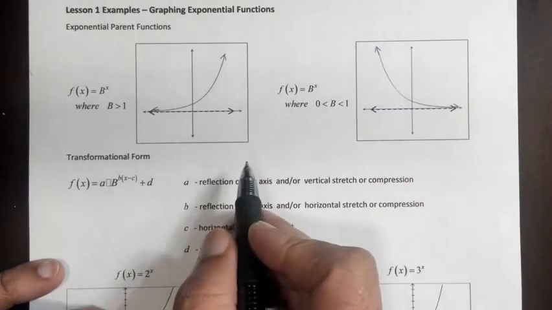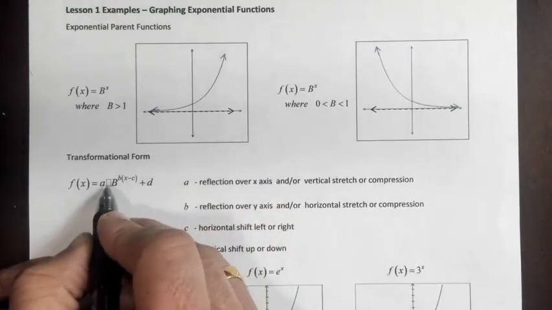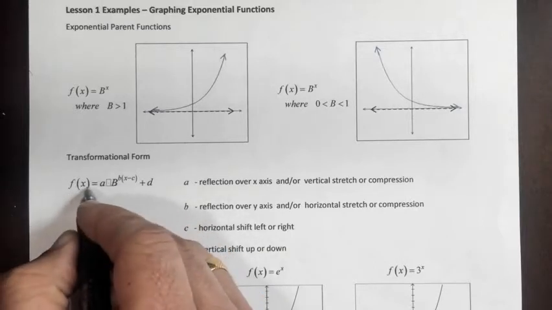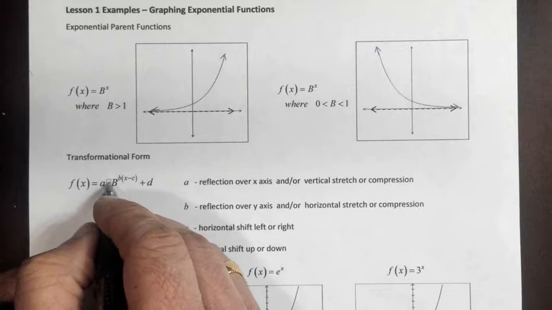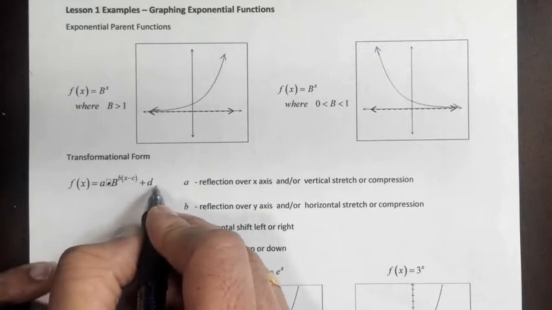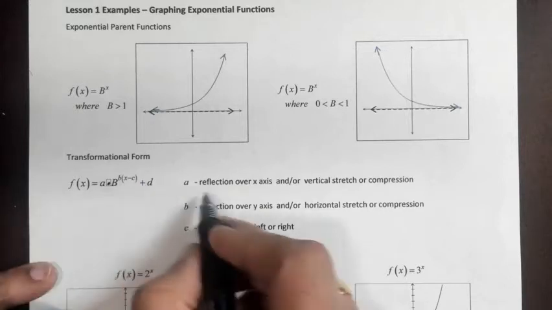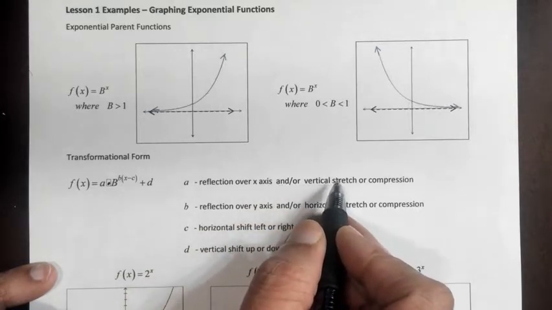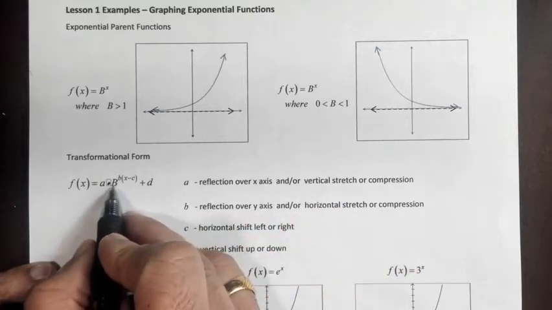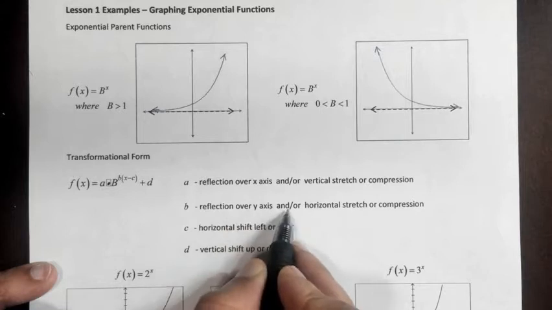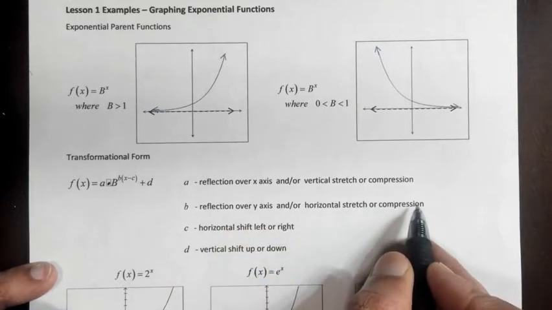When we look at the transformations, you need to understand this is the transformational form of an exponential function. That is, f of x is equal to a times b to the power of b times x minus c, then plus d. A is the reflection over the x-axis, or you can also say it's vertical stretch or compression. The capital B is the base, and the small b is a reflection over the y-axis or horizontal stretch or compression.